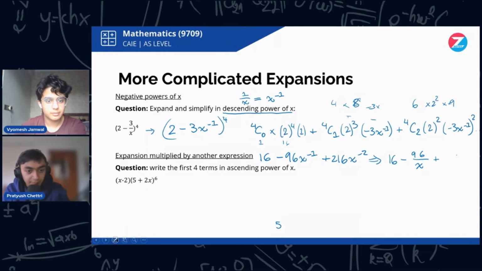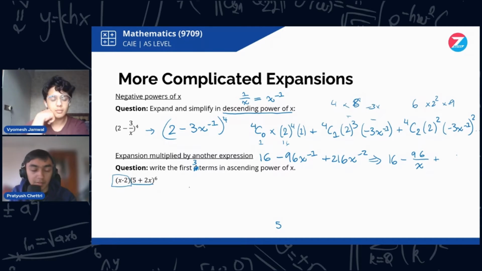Okay, here. Right, so another way that this binomial expansion can be made a bit more confusing is by putting in another expression to multiply your expansion. So first, the way you do this, let's work with 3 here. First 3 terms in ascending power of x. I would expand this, and then I would multiply it by the expression. So I already have the expansion prepared.